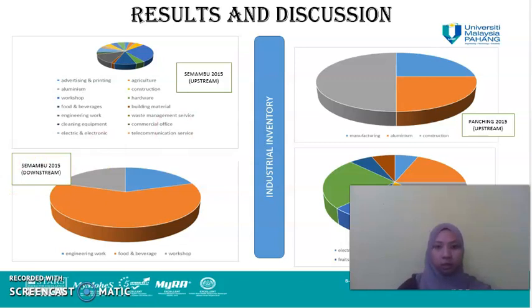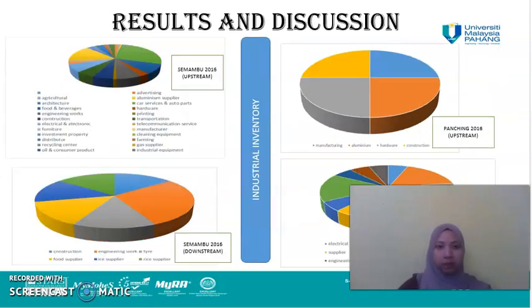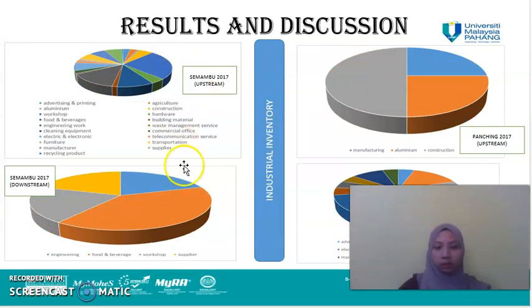This is for 2015. This is for 2016, and this is for 2017. It is the same as the previous one. The most industrial activities are in the upstream category for Semambu, and more industrial activities in the downstream category at Panching water treatment plant.